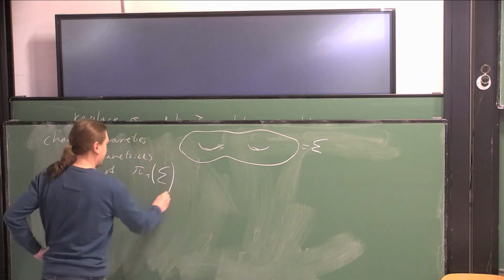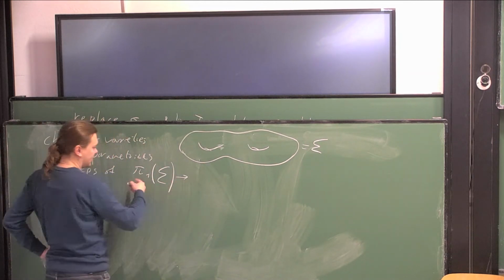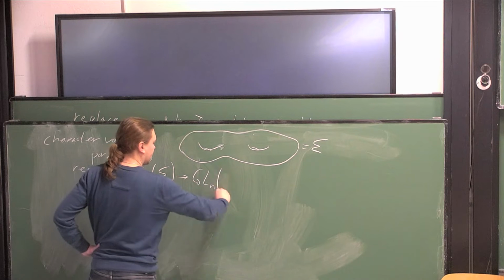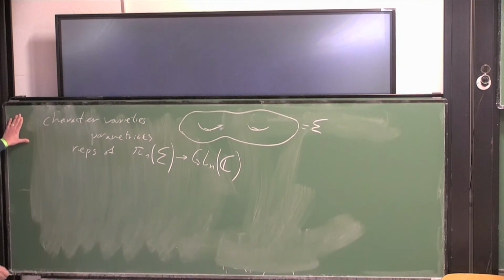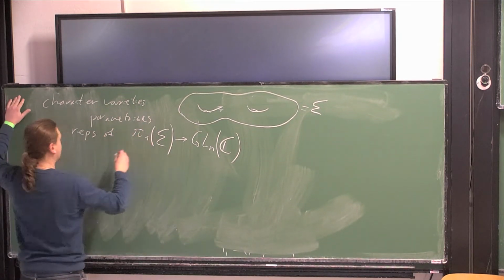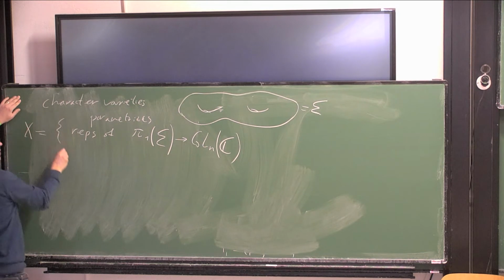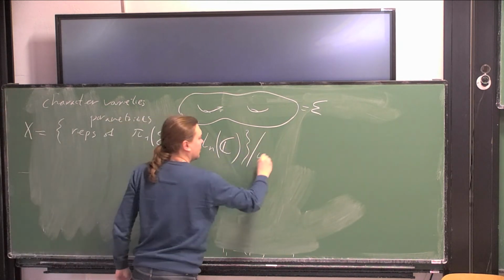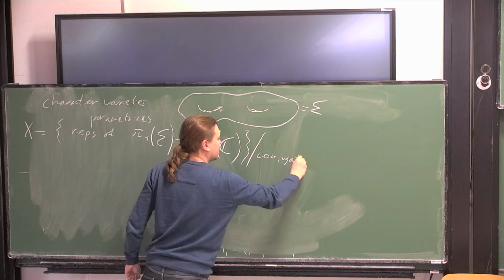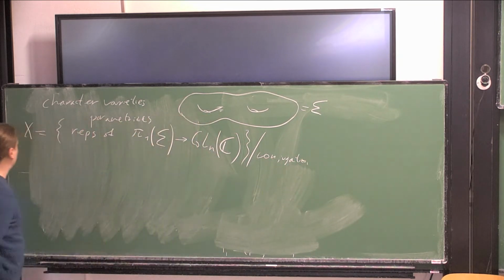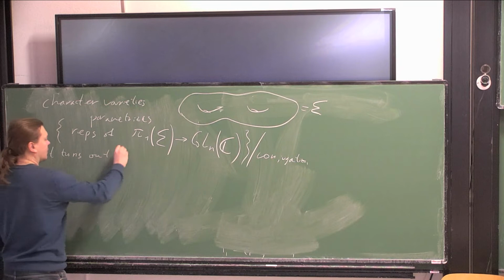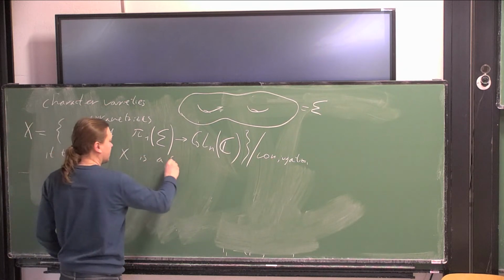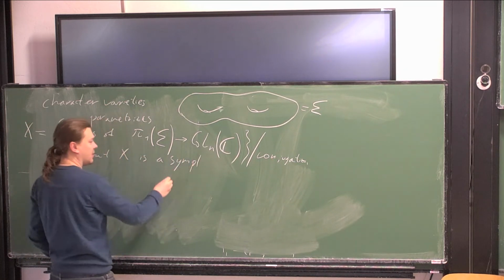Let's say generators from 1 to g, with values in GL_n(C). So this X is up to conjugation. And there are some interesting structures you have on there. It turns out X is always a holomorphic symplectic variety.